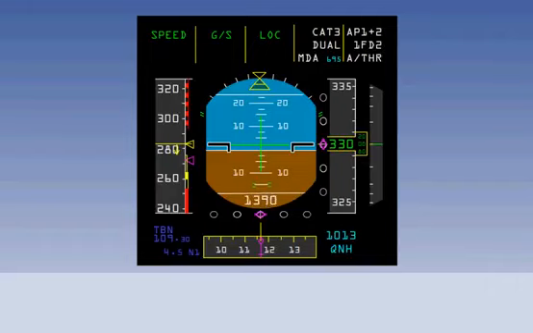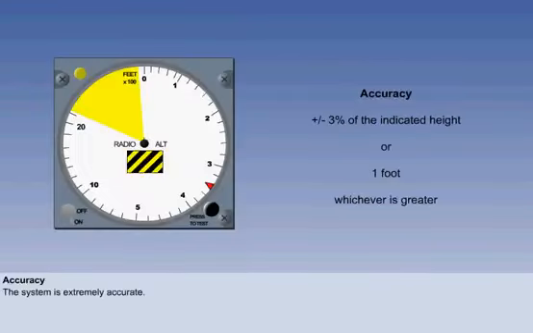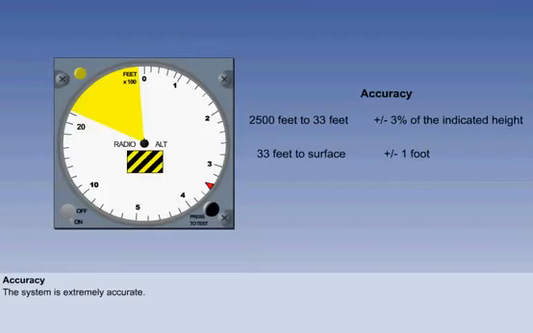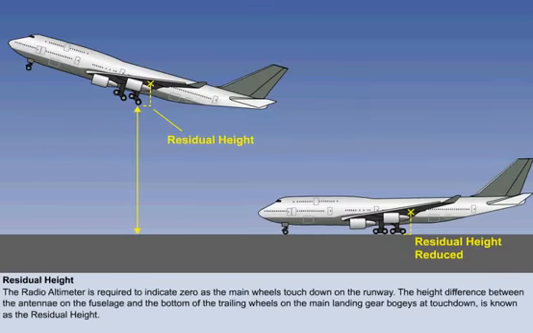with an audio warning. Between 2,500 feet and 0, the system is accurate to within plus or minus 3% of the indicated height, or 1 foot, whichever is the greater. This means that it is within 3% down to 33 feet, then within 1 foot beneath that. The radio altimeter is required to indicate 0 as the main wheels touch down on the runway.